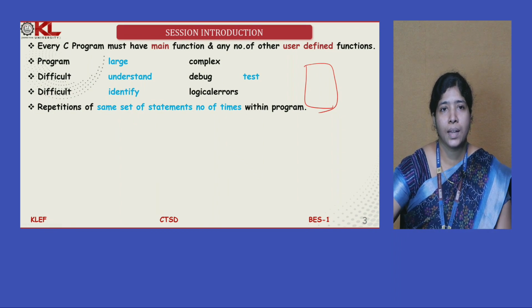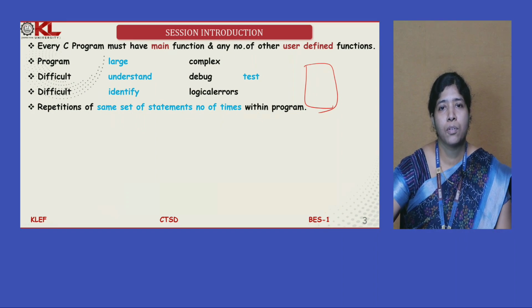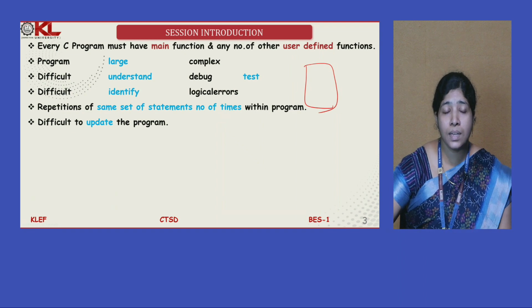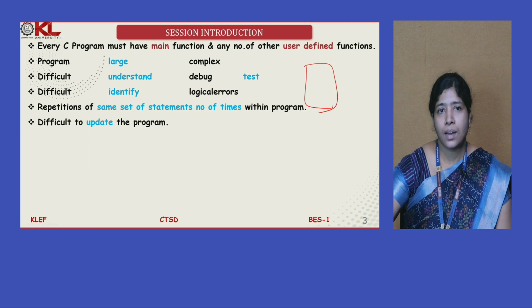Suppose I want to calculate the addition of 5 and 4, I'll write a logic. If I want to do the addition of 7 and 5, again I'll write the logic. So here we are writing the same set of statements n number of times within the program. These repetitions make the code more lengthy, and it is also difficult to update the program if any error occurs.